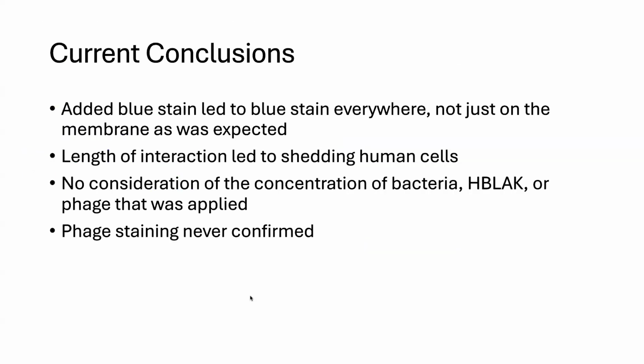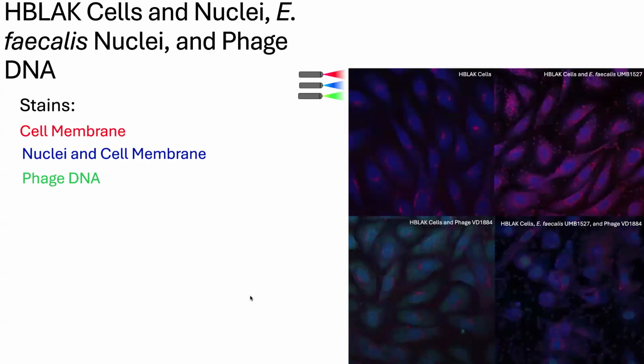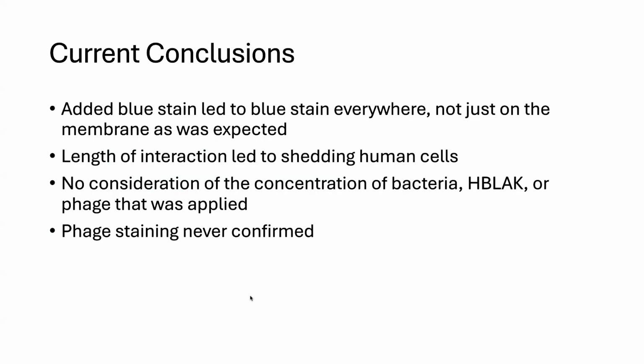Also, we did not take into account the length of interaction between the HBlock cells and the bacteria. Since we didn't take that into account, there ended up being shedding of human cells, as you can see very clearly down in this image over here, a lot of debris of those HBlock cells. Also, there was no consideration of the concentration of bacteria, HBlock cells, or phage that was applied. So we weren't able to control that issue or control how they interacted. We weren't positive how the phage was going to interact with the bacteria and the HBlock cells, and vice versa, between everything.